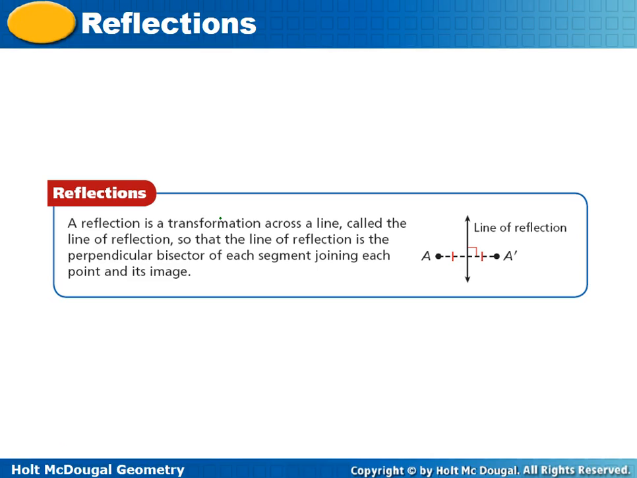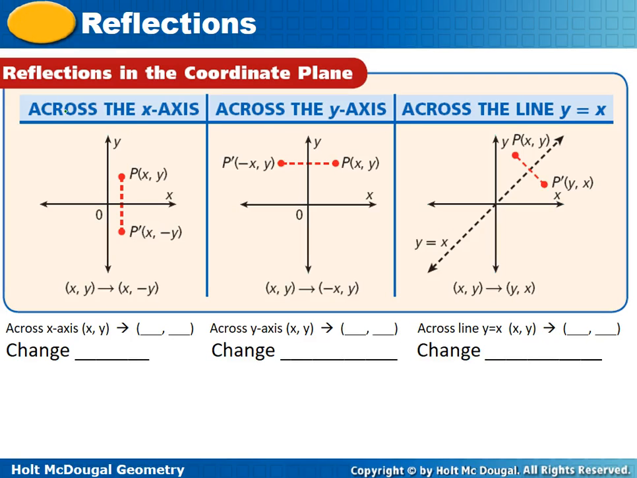So notice we got A over here, and we've got A prime over here, and that would go on so forth with all the other points, B, B prime, C, C prime, D, D prime, and all the points that are in a particular image. All right, so now we're going to talk about some rules here. So we're going to talk about reflection rules.